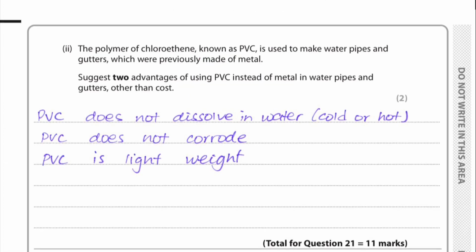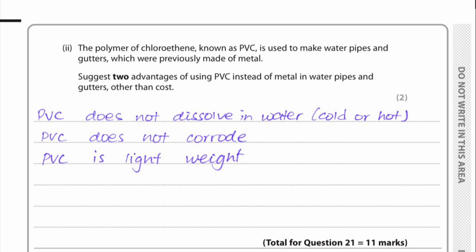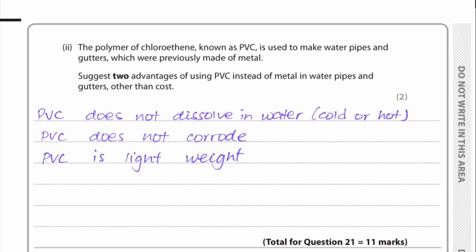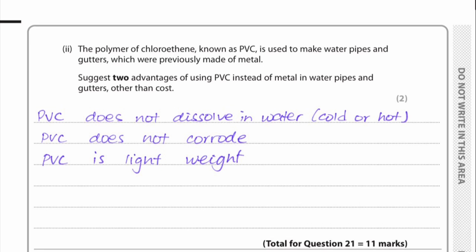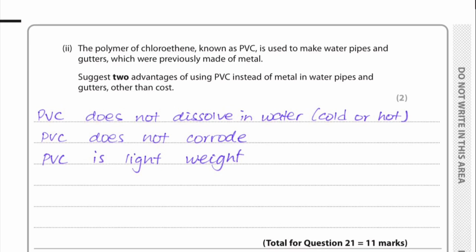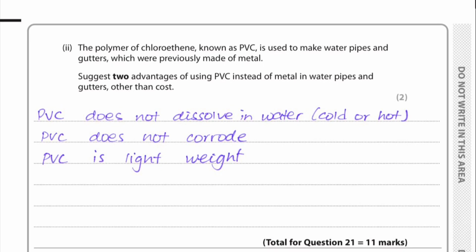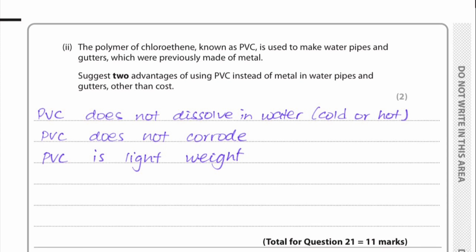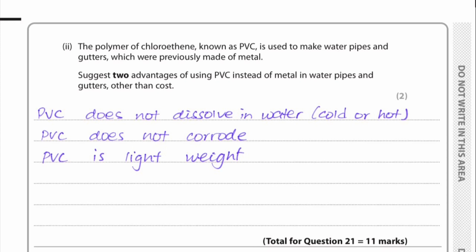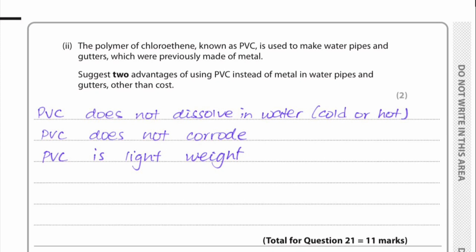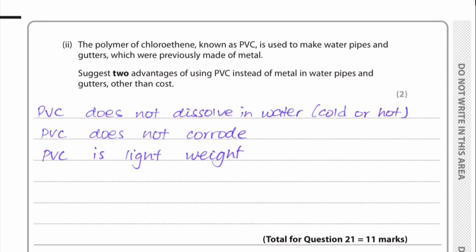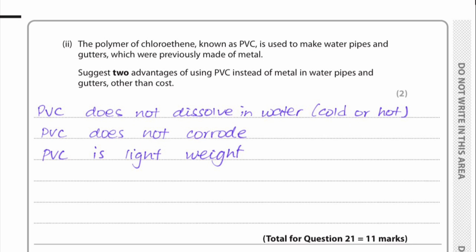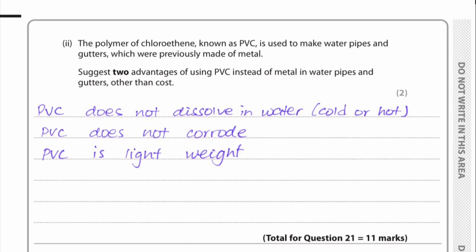Next they say, the polymer of chloroethene, known as PVC, is used to make water pipes and gutters, which were previously made of metal. Suggest 2 advantages of using PVC instead of metal in water pipes and gutters, other than cost. Here you can say, PVC doesn't dissolve in hot or cold water, so it's super durable. It also doesn't corrode like metals do, so it lasts longer. Plus, it's lightweight, which makes it much easier to install.